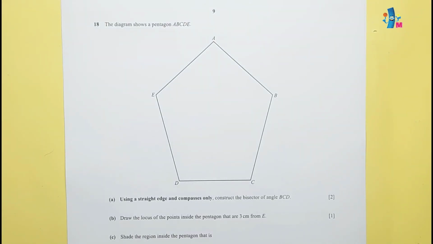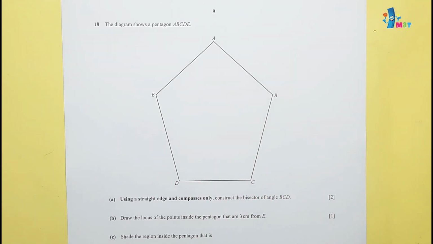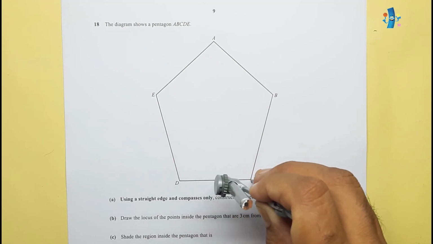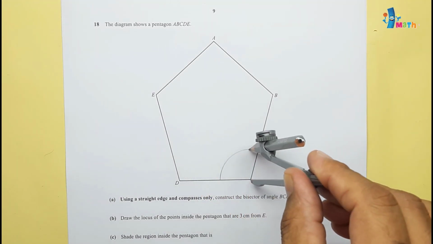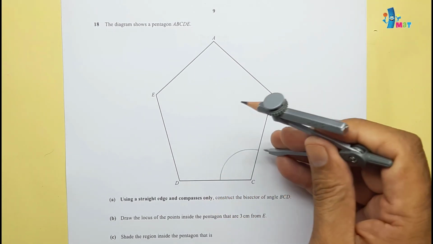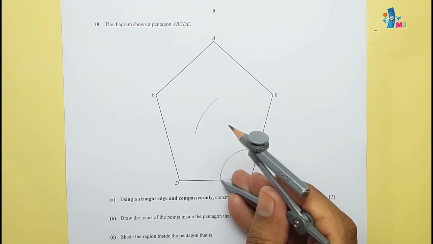Now here comes question number 18. The diagram shows a pentagon ABCDE, and using a straight edge and compasses only, construct the bisector of angle BCD. This is BCD. We'll have to construct the bisector of this angle, and we'll be using a compass for that. We have to open the compass, put it over here, and make an arc like this. After drawing this arc, we'll open it a little and make an arc like this, and from here also another arc.